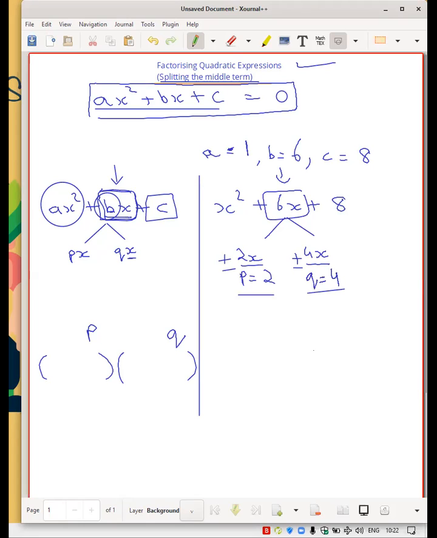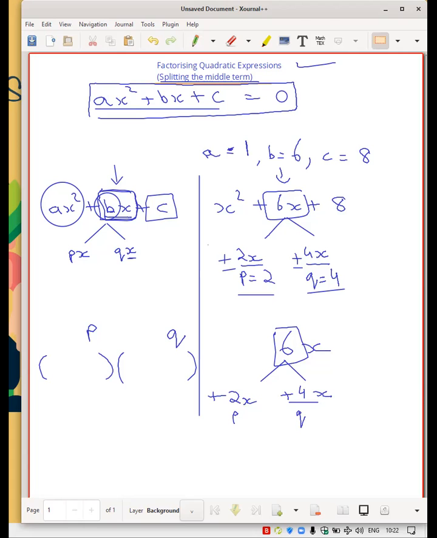Basically, what did I do? I took 6x and split the 6 into 2, which is the value of P, and x, because the variable is x. I cannot change the variable. And 4, whose value was Q, and x again. Is everybody clear so far? Any doubts? This will stay till 10th and even 12th, so please make sure that you're understanding clearly. If there is any doubt, let me know.